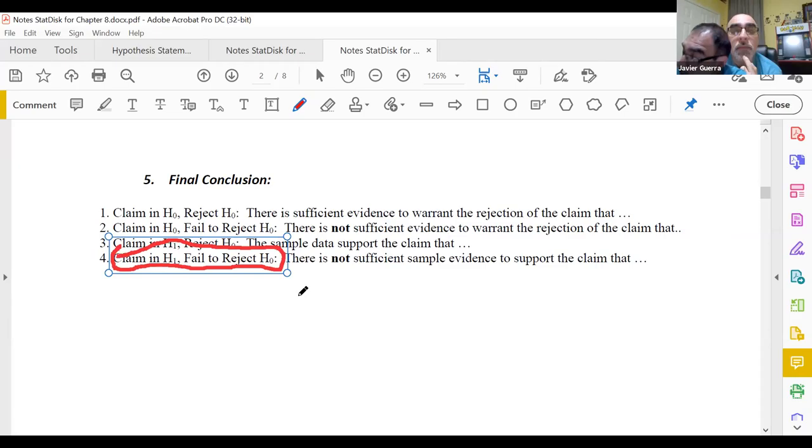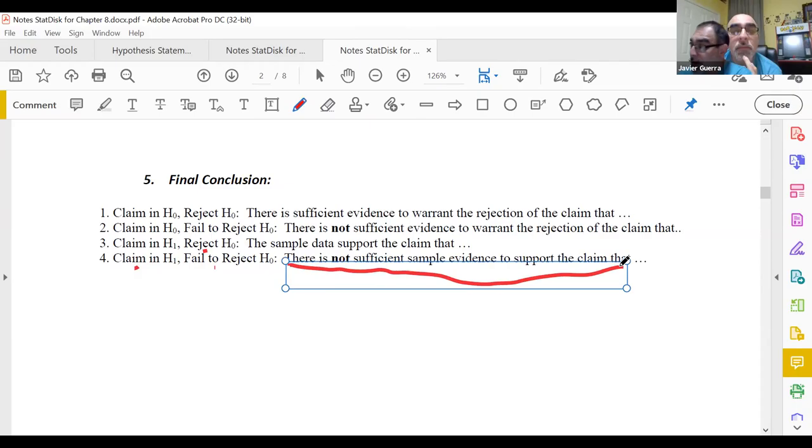So here's what you do, folks. You're not going to hear it often in other classes, but you're going to hear it here. You're going to plagiarize. You're going to copy the statement that's stated right on number four. You're going to write it word for word. Copy this line as it appears. Just copy it. Write it down.